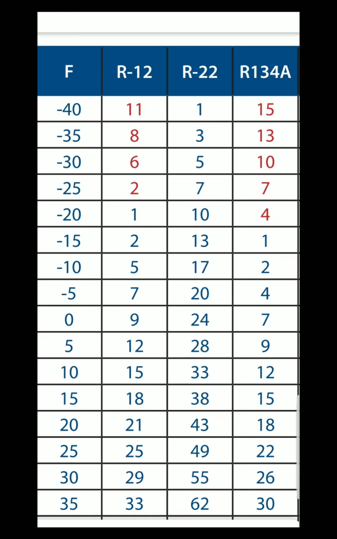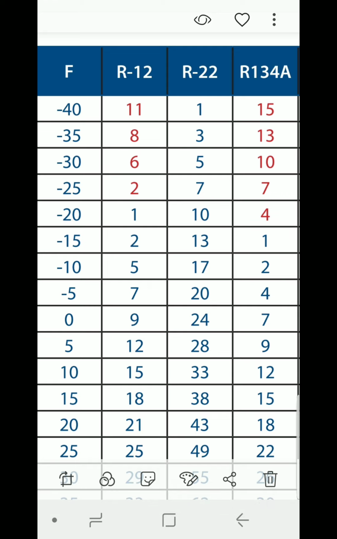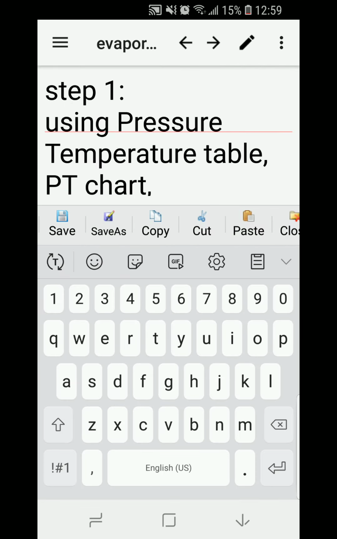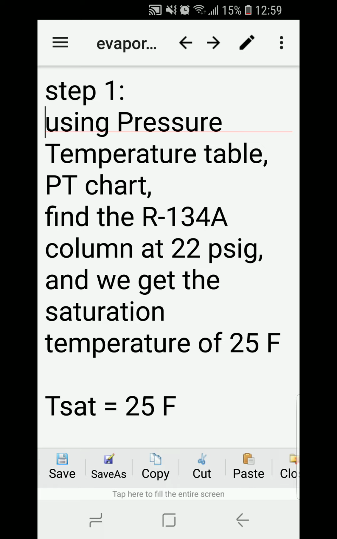The right side is 22 psig. Its corresponding saturation temperature is 25. So R134A, 22 psig, the corresponding saturation temperature is 25 Fahrenheit on the left side. Okay, so we go back to the problem. That's how we got 25 Fahrenheit.